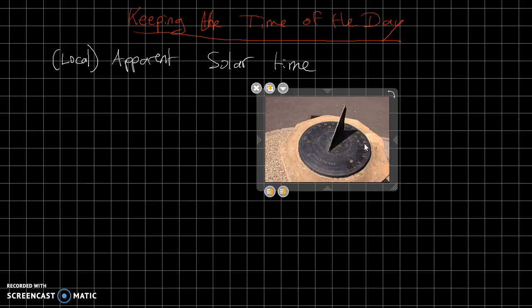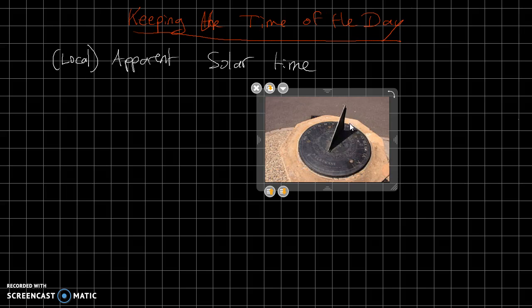The most ancient way to keep track of a solar day is to use a sundial. As the sun moves around in the sky, the shadow cast by this object would move around the dial, indicating the time of the day. And when the sun is transiting, the shadow would be perfectly aligned with the object, so it would appear right in the back here, and you know that it's noon.